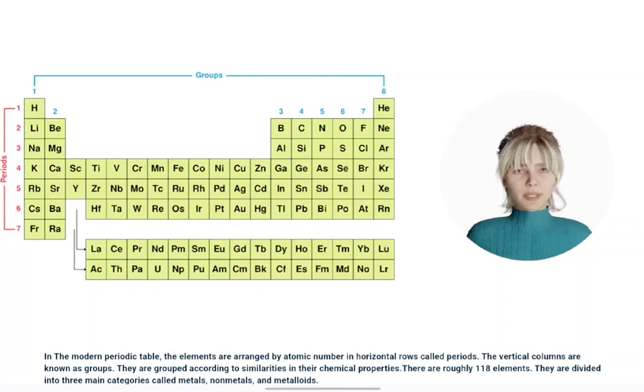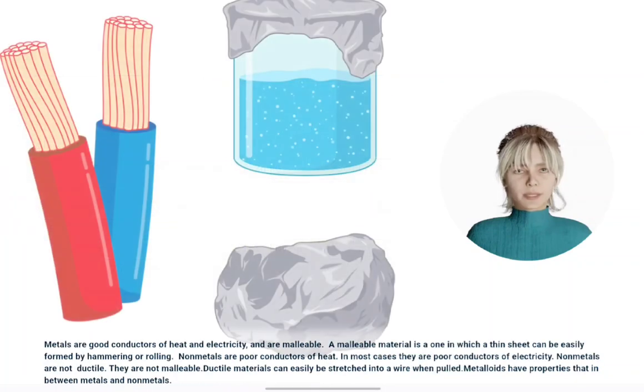Metals are good conductors of heat and electricity, and are malleable. A malleable material is one in which a thin sheet can be easily formed by hammering or rolling. Nonmetals are poor conductors of heat. In most cases, they are poor conductors of electricity. Nonmetals are not ductile. They are not malleable. Ductile materials can easily be stretched into a wire when pulled. Metalloids have properties that are in between metals and nonmetals.